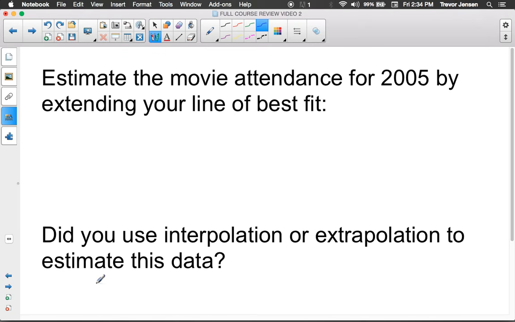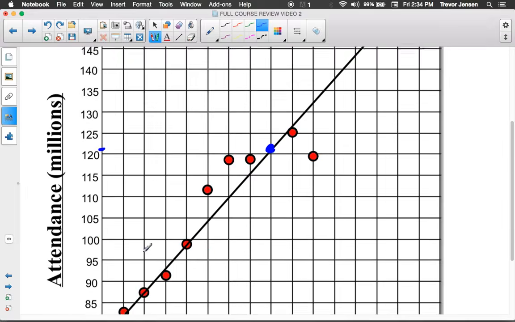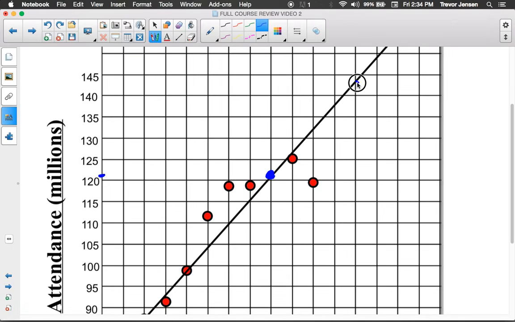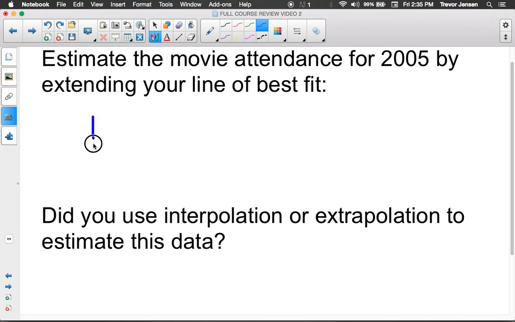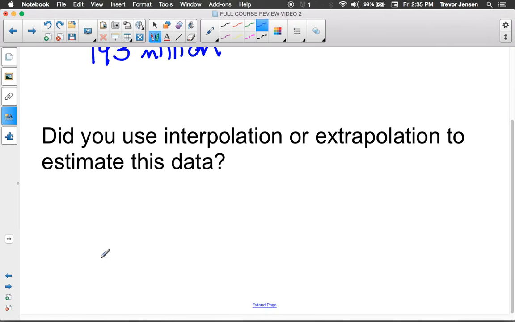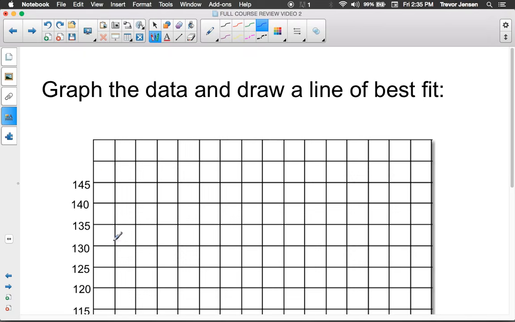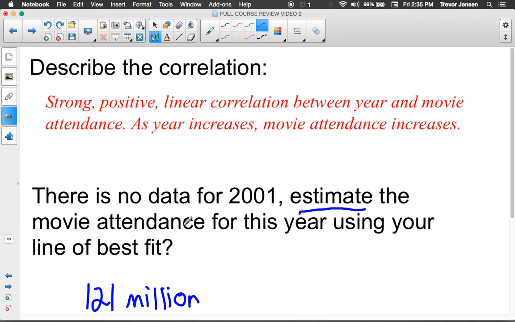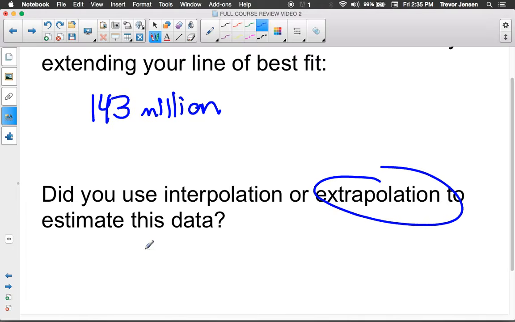Let's make an estimation for 2005. If we look at our line of best fit, 2005 is here, so we see where our line says the attendance would be for 2005. We put a point on our line of best fit at 2005 and then look across to the y-axis. It's about 143 or 144. I'm going to say my estimation is about 143. Remember, we're in millions. Did we use interpolation or extrapolation? Well, 2005 is outside of the range of data we're originally given. It's bigger than our highest value, 2003. So that is, in fact, an extrapolation.